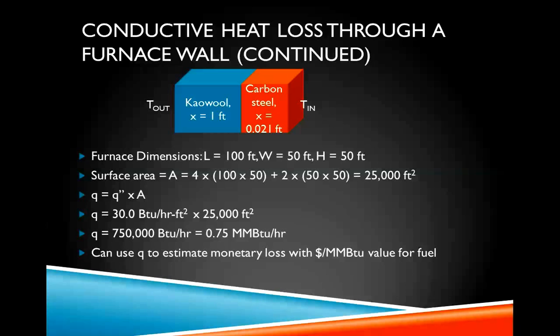Now, to find the heat loss, you need to find the surface area. So using the furnace dimensions, you can find the surface area, and if you multiply the heat flux times the surface area, then you get 0.75 MMBTU per hour heat loss. And using this value, you can estimate your monetary losses if you have a $1 per MMBTU value for the fuel that you're using to heat the furnace.